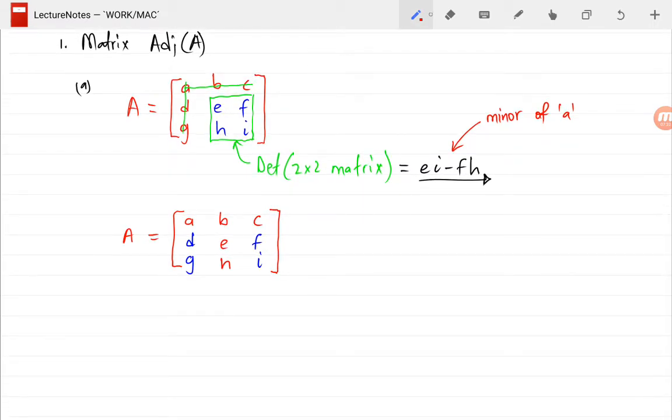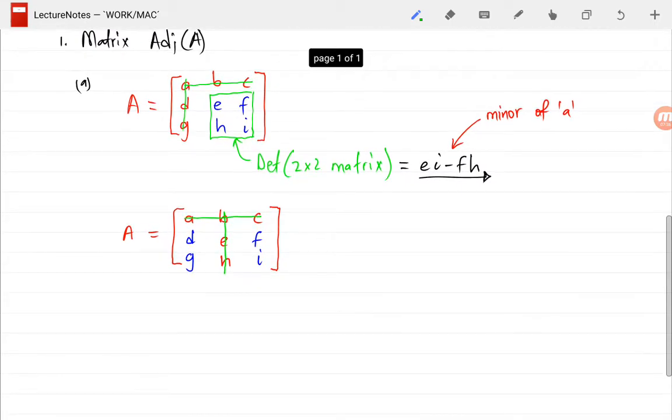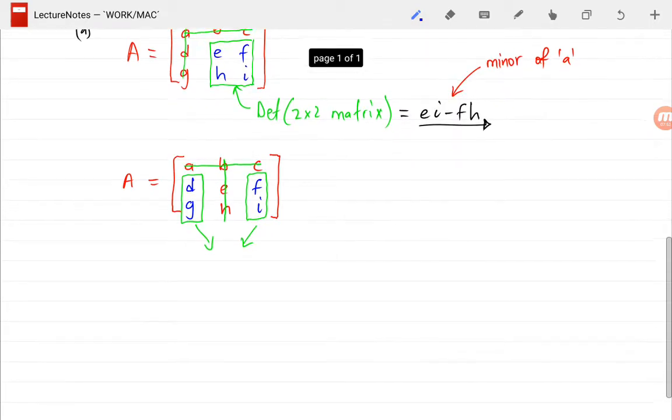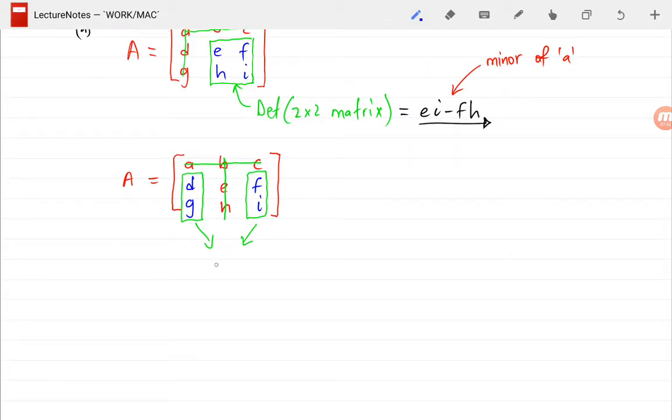Okay, so going back with the green color, we're going to cross out the row and the column linked to our member of choice, the one we're working with. So now we're going to be left with another 2 by 2 matrix. I hope you can see this, but it's this and that. So in reality, if I were to draw it down here with a blue pen again, we are left with a matrix in the form of DF, GI.